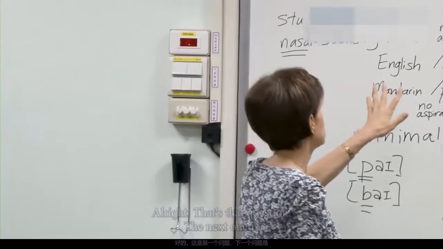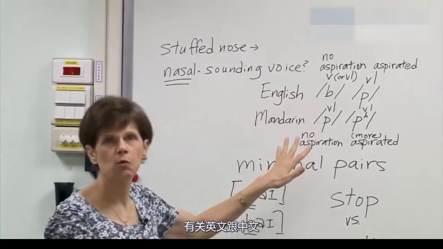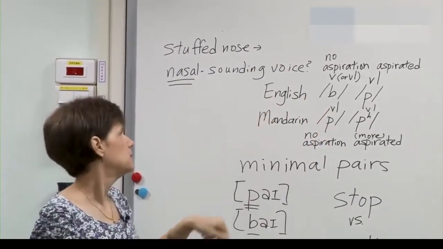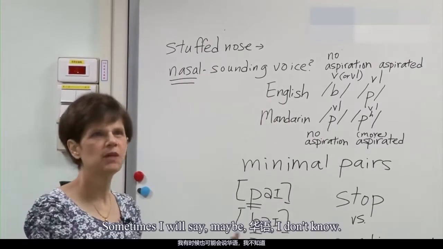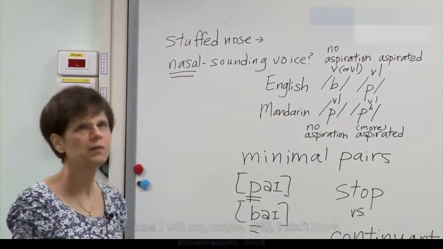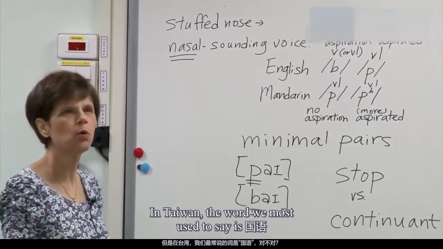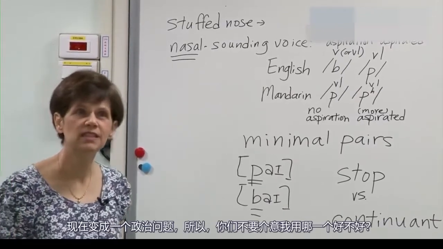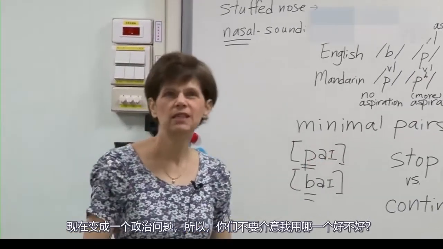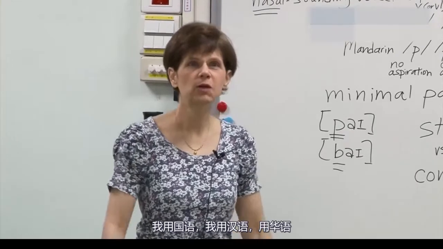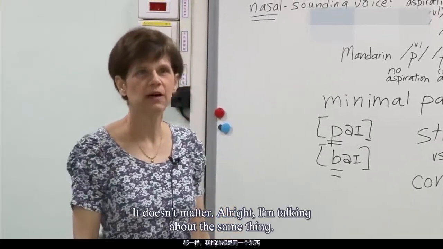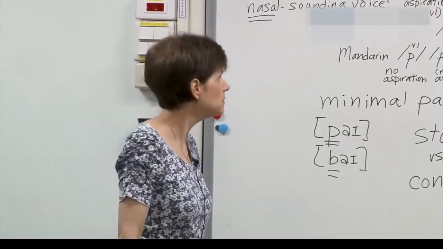The next one is 有关英文跟中文。Sometimes I will say 汉语, sometimes I will say maybe 华语, I don't know. In Taiwan, though, we're most used to saying 国语。现在变成一个政治问题，所以你们不要介意我用哪一个，好不好？我用国语，我用汉语，用华语，it doesn't matter. All right, I'm talking about the same thing.